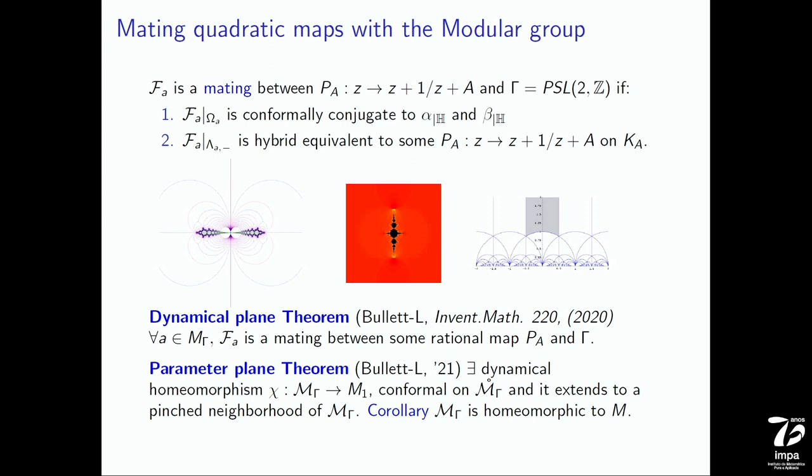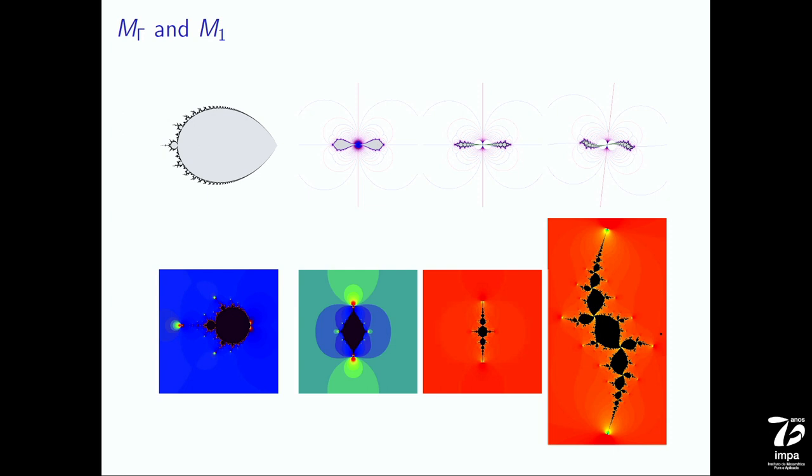And combining this with the work of Carson and Pascal, this gives us that actually the modular Mandelbrot set is homeomorphic to the Mandelbrot set. And here is a picture to illustrate the theorem. This is the modular Mandelbrot set. This is the parabolic Mandelbrot set. This one is the center of the main hyperbolic component here. And the one below is the center of the main hyperbolic component of the parabolic Mandelbrot set.